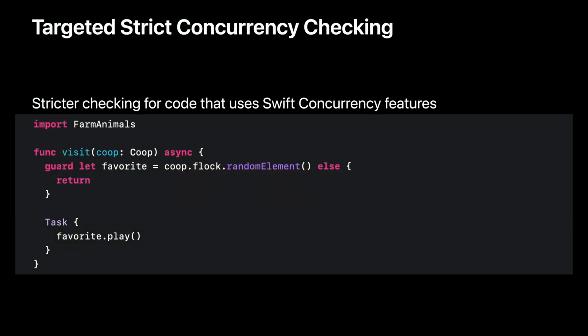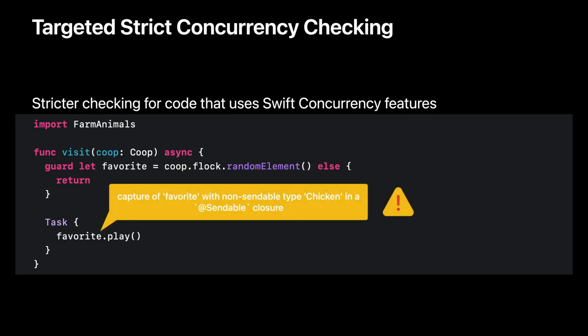To move further toward data race safety, enable the targeted strict concurrency setting. This setting enables sendable checking for code that has already adopted Swift concurrency features, like async await, tasks, or actors. This will identify, for example, attempts to capture values of non-sendable type in a newly created task.